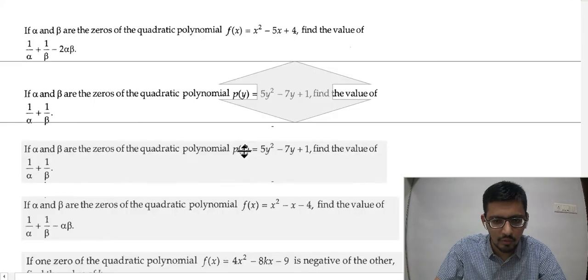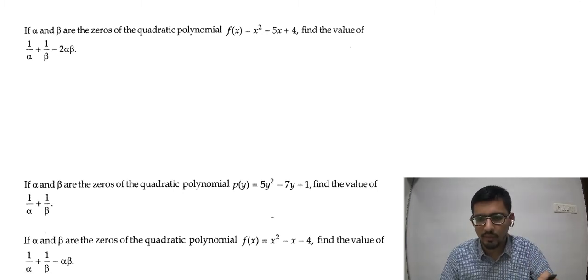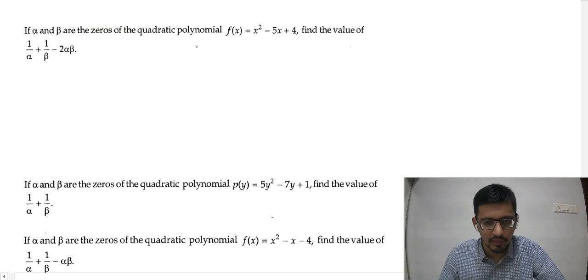So see, two formulas we should know. Sum of roots formula is what? Minus b by a. And the product of roots formula, what did I tell? c by a. Alpha plus beta is minus b by a, and alpha into beta is c by a. These two formulas I already told you.